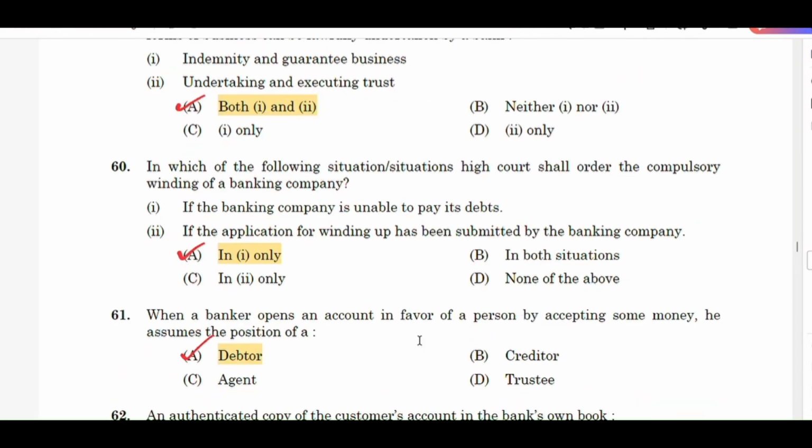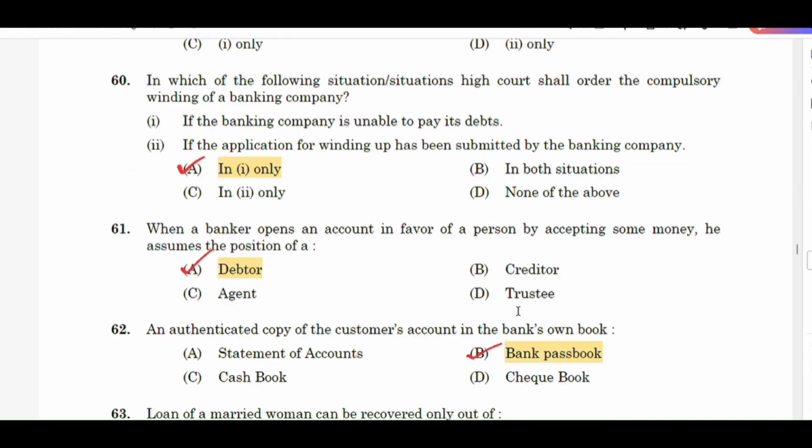Next question, in which of the following situations High Court shall order the compulsory winding of a banking company? Answer is option A, in 1 only. That is, if the banking company is unable to pay its debts. When a banker opens an account in favor of a person by accepting some money, he assumes the position of a debtor.